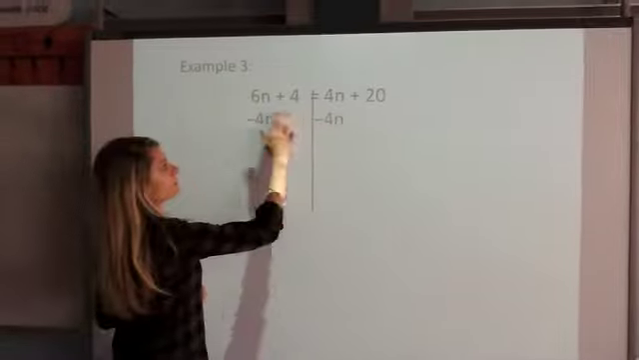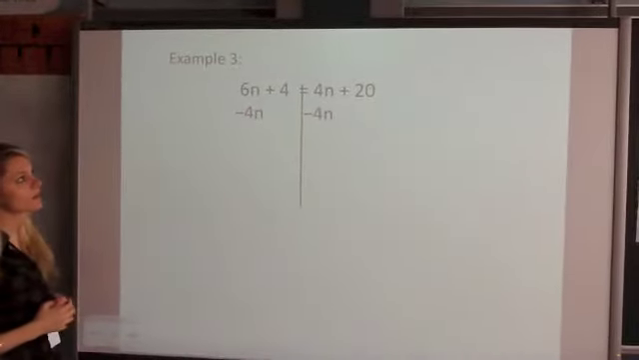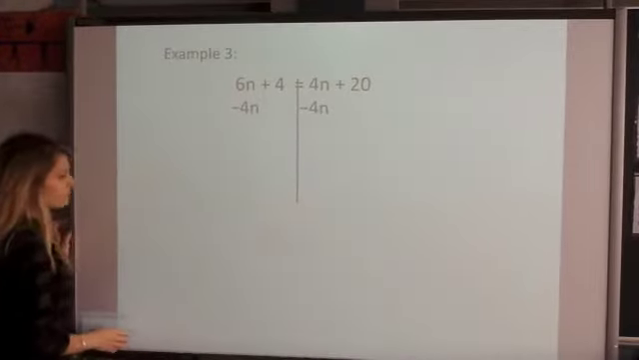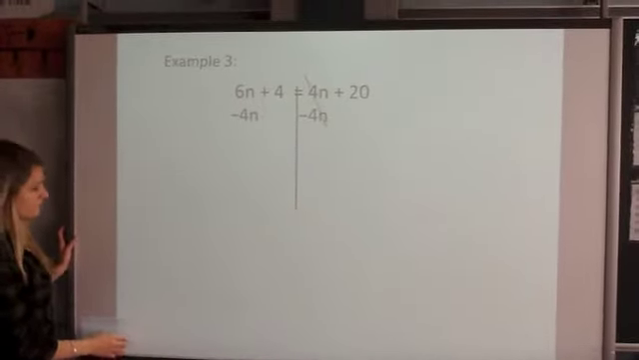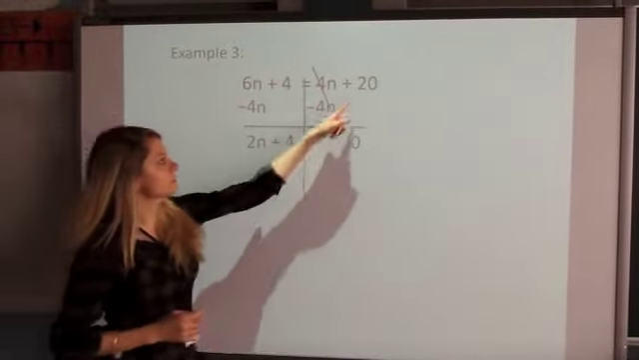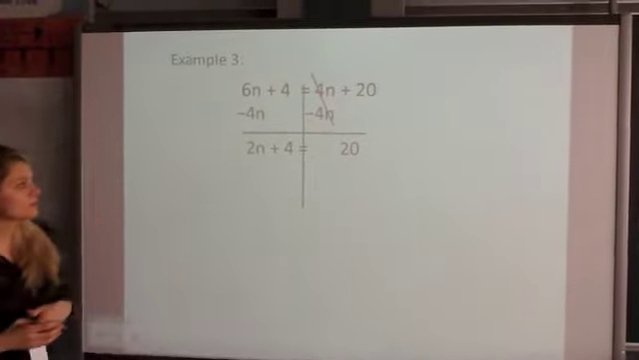So I want to get this variable and this variable on the same side of the equal sign. So when I subtract 4n minus 4n, that's going to cancel out. And 6n minus 4n is 2n. Bring down my positive 4 and bring down my positive 20. So I have 2n plus 4 equals 20.